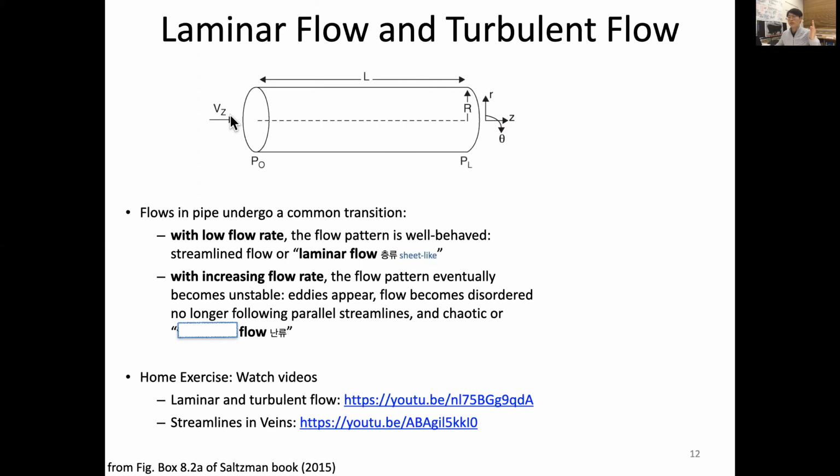When you increase the flow rate, or the distance from here to here gets longer and longer, the flow pattern can change. It eventually becomes unstable, which means eddies can appear. This is an example of an eddy, like shedding and shedding. So it's unsteady, and the flow becomes disordered and no longer follows parallel streamlines. It becomes chaotic, and that type of flow we call turbulent flow.